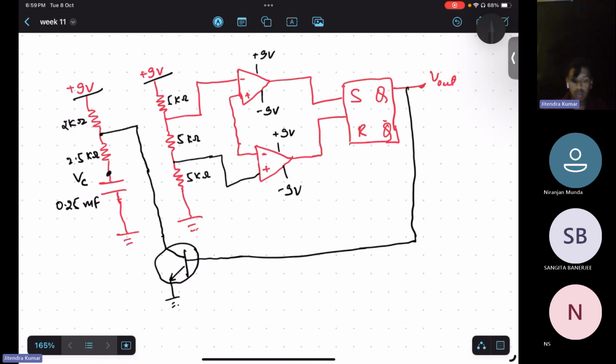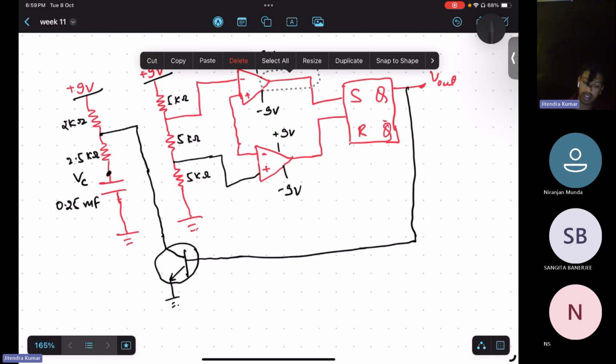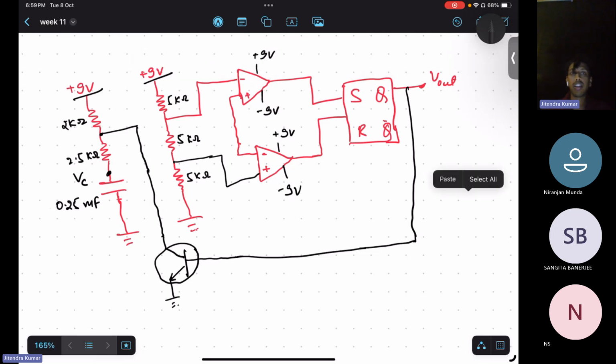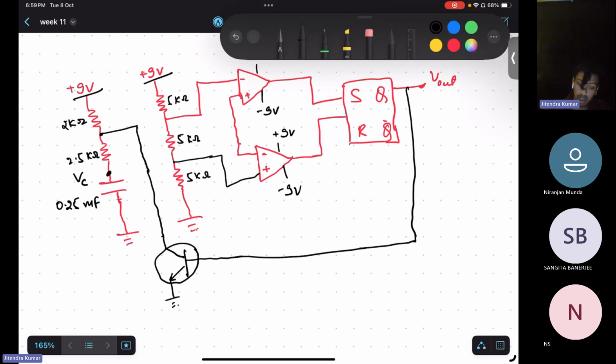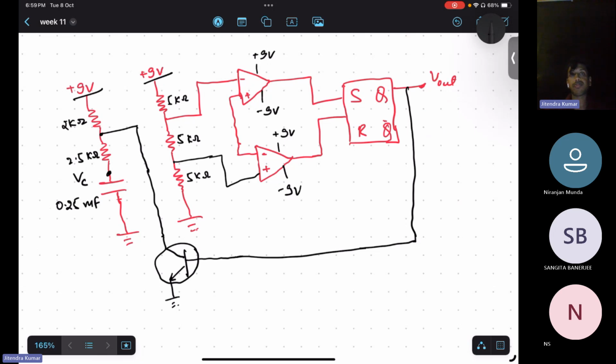Okay, so when will our output be high and when will our output be low? Our output will be high when S is equal to 1. Here we have two comparators connected, so we have to see when both comparators will be high and low, first thing.